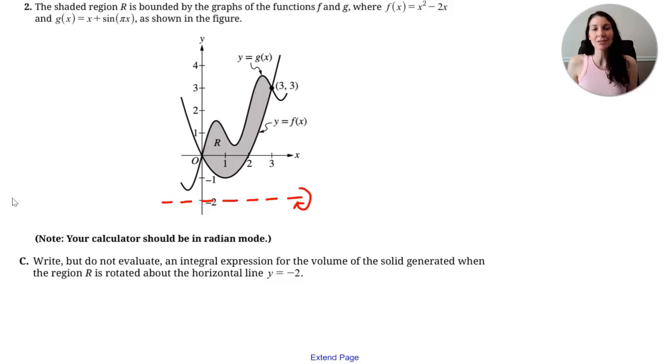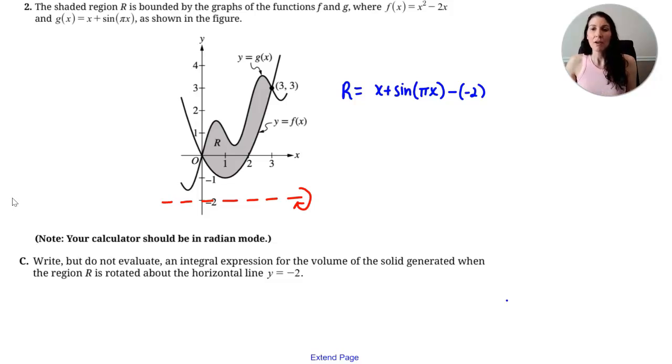And in this problem, since there's a gap between the region and the axis that I'm revolving this region around, I know this is going to be washers. So I have to think about what is the large radius and what is the small radius. The large radius is going to be top minus bottom, or the top function g of x minus the axis of revolution, which is at -2.